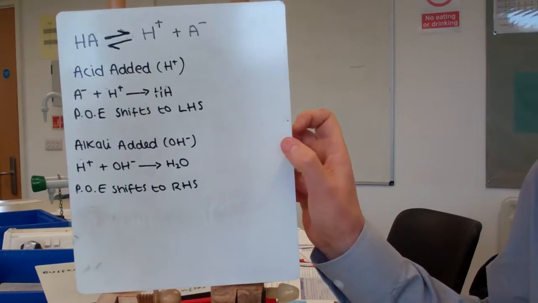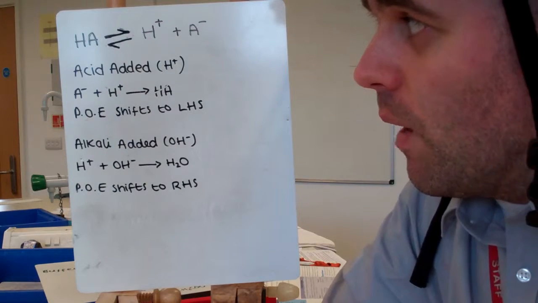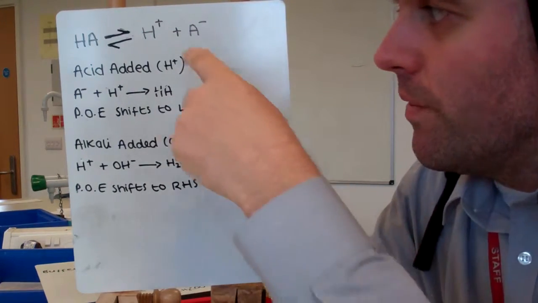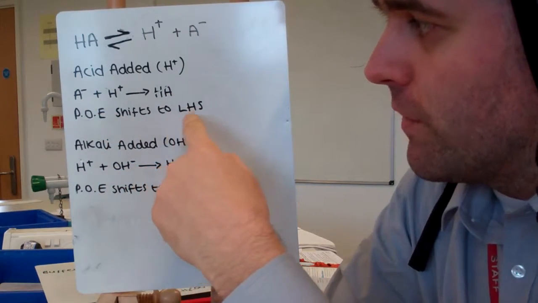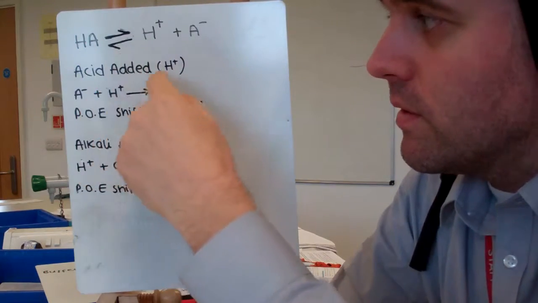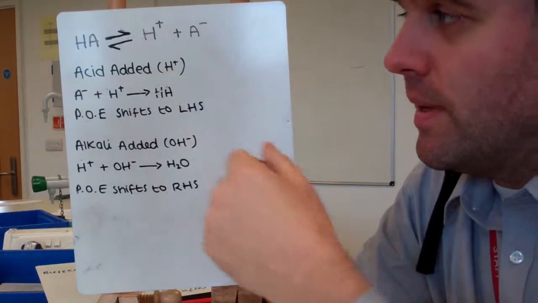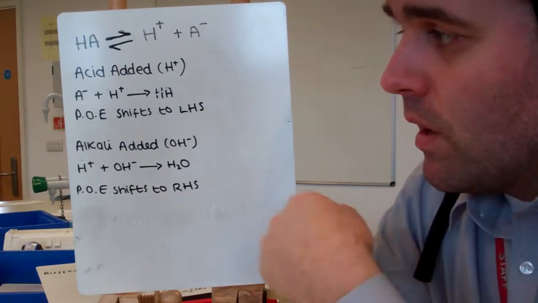So how does a buffer work? Generally, a buffer is in this equilibrium, the weak acid equilibrium. We've got HA, we've got A-. Well, if H+ is added from an acid, a small amount, it can react with the A- to make HA. Okay? And the position of equilibrium will shift to the left-hand side, going this way. So that reaction is basically going that way. What's the benefit of that? The H+ that's been put into solution has been taken away, so the pH stays constant, or the change is minimised.